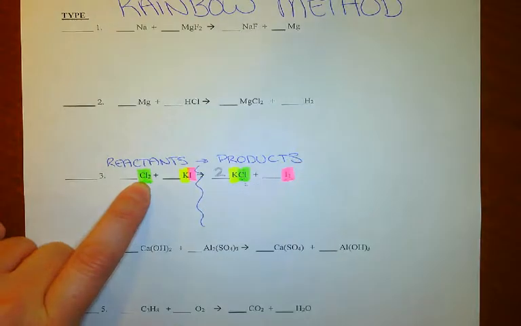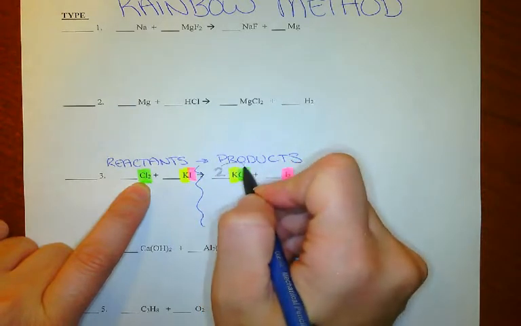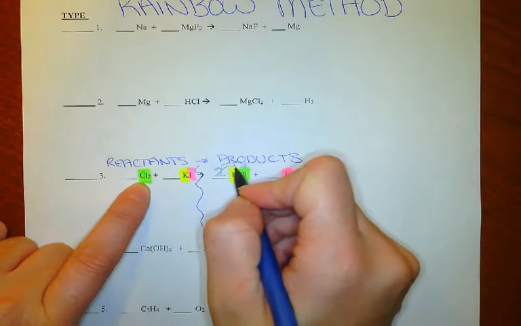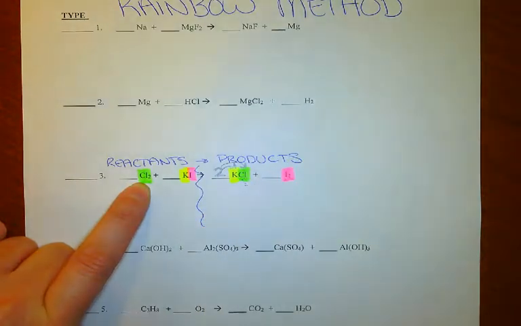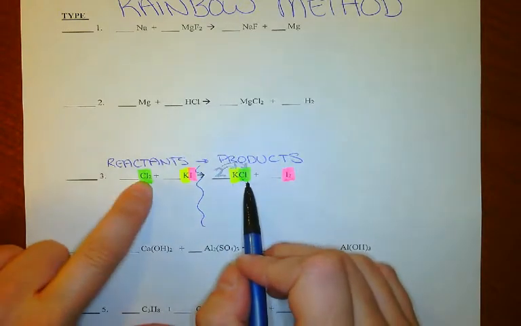That's the only thing we're allowed to change, are our coefficients. When I put a coefficient in front of a compound, it applies to everything though. So now I do have 2 chlorines, but just to remind yourself, that also changed your potassiums. Now you have 2 potassiums. Okay. So my greens are both happy. I've got 2 greens on both sides.